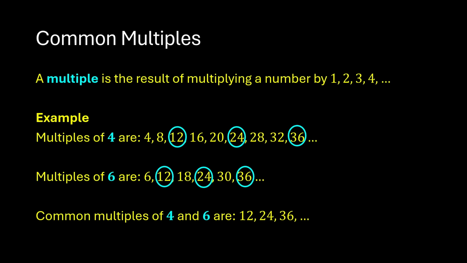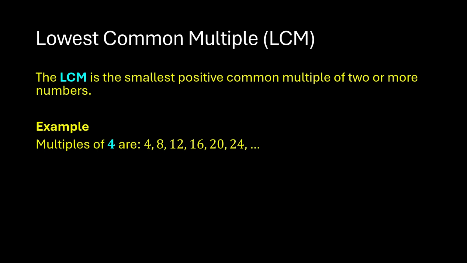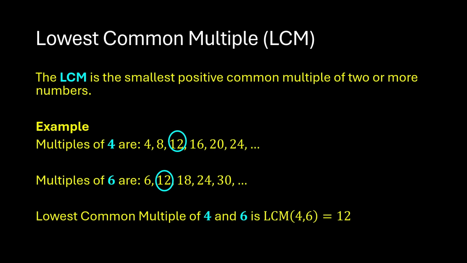The lowest common multiple is the smallest positive common multiple of two or more numbers. So if we look again at our previous example, here are our multiples of 4, and here are our multiples of 6. The multiples which are common to both are of course 12, 24, and so on, but the lowest of these is 12. So the lowest common multiple of 4 and 6 is 12. LCM of 4, 6 equals 12.